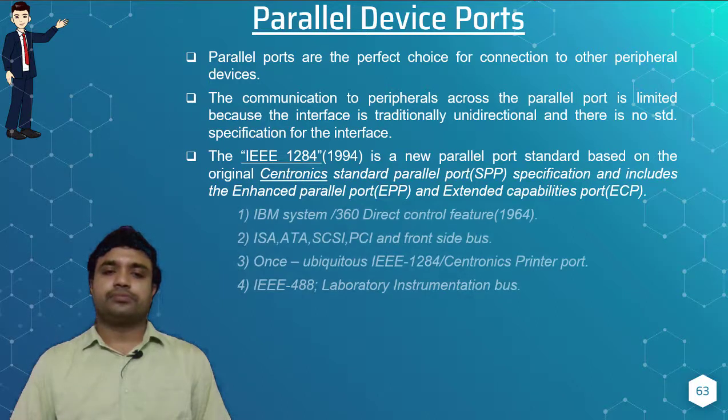So these are some of the parallel device ports. IBM systems made use of a parallel port known as the 360 direct control feature in the year 1964, and there are ISA, ATA, SCSI, PCI, and front side bus. These are some of the parallel ports available inside your laptop or desktop systems. IEEE 1284, that is, the Centronics printer port, was once ubiquitous. And the last one is IEEE 488, meant for laboratory instrumentation bus purposes.